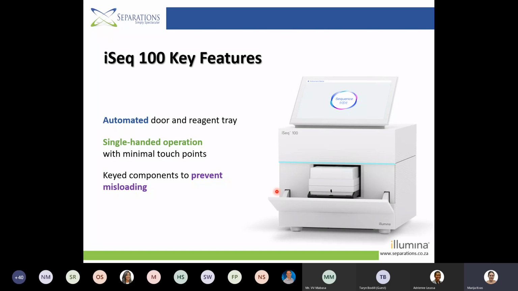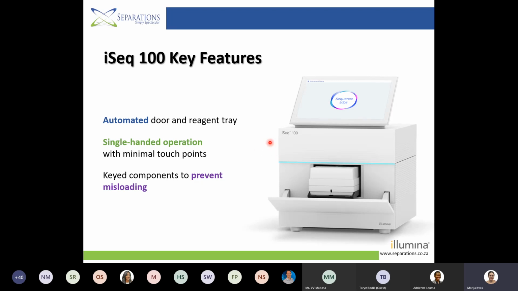So let's look at a few key features of the iSeq 100 and what is so great about it. If you guys haven't seen it before, this is what it looks like. Like I said, it's a really small instrument, about less than 16 kgs. It's a really easy plug and play instrument.